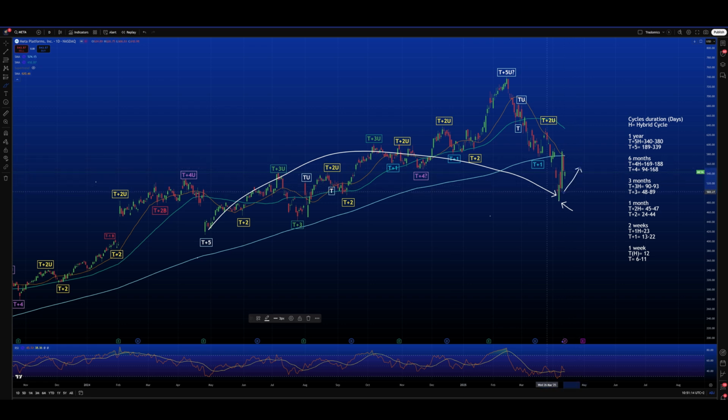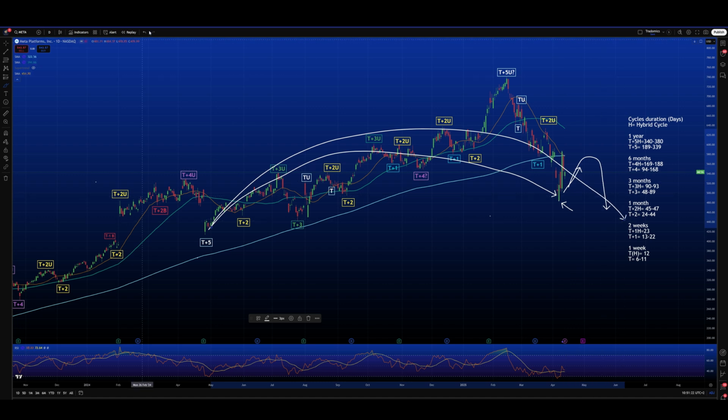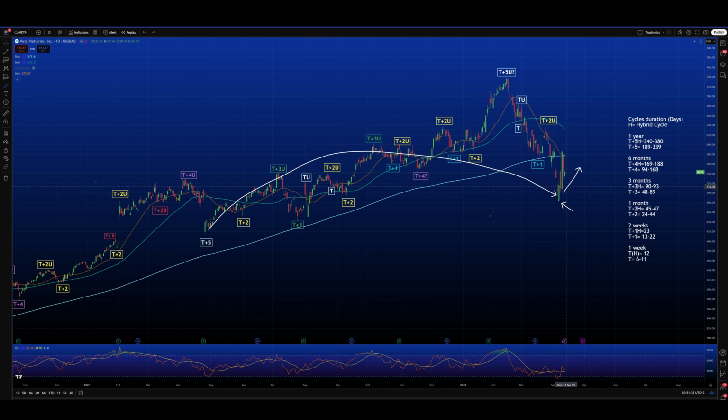We still have to see whether this cycle will be part, for example, of this T plus 5, or if the cycle here will be separated from this T plus 5, and there will be something new. At the moment, we cannot know it. But for sure, we can say that from this low, we have the beginning of something that is either a T plus 1 or a T plus 2. We have already spent 1, 2, 3, 4, 5 days. So this is the beginning of a T plus 1, T plus 2.